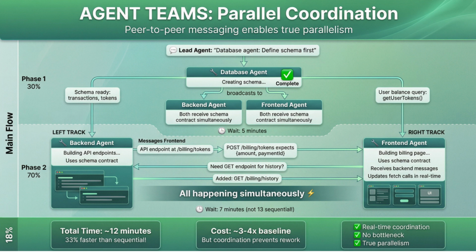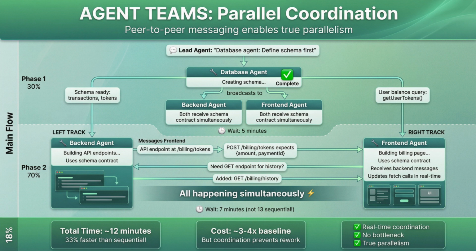Agent teams solve this with peer-to-peer coordination. The database agent completes the schema and broadcasts it directly to both back-end and front-end agents. They receive the contract simultaneously and start working in parallel. The back-end agent defines an endpoint and messages the front-end agent with the route and payload. The front-end updates immediately without waiting for main to relay information.